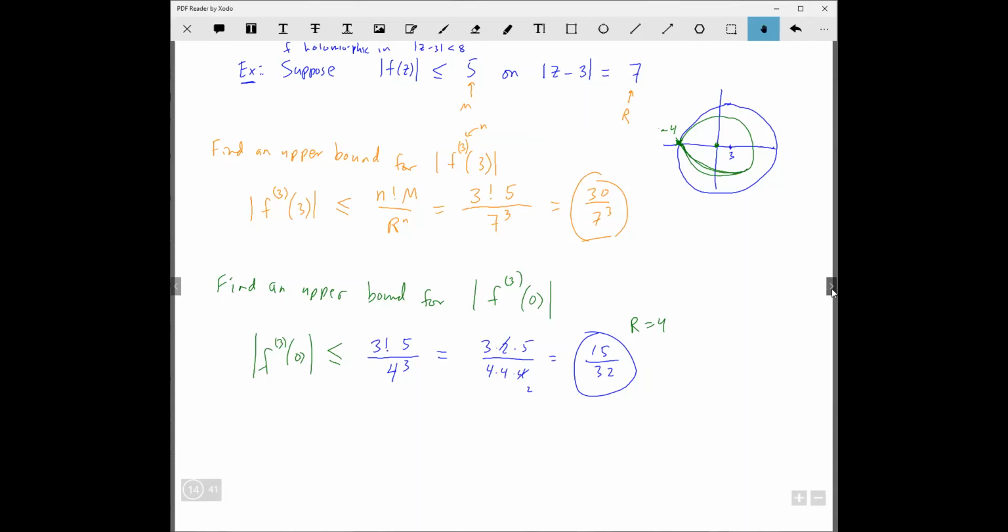So in the homework, there's not really any good questions like this, because the textbook never actually covered Cauchy's inequalities other than when n equals 1. So, yeah.